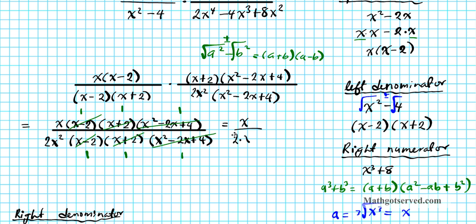2 times x times x. Can I reduce this? Absolutely. X goes into the numerator once, and then x goes here once. So our final result is 1 over 2x. So that's a simplified form of the original problem that we had. Okay, so we can go ahead and box our answer because our work is done.